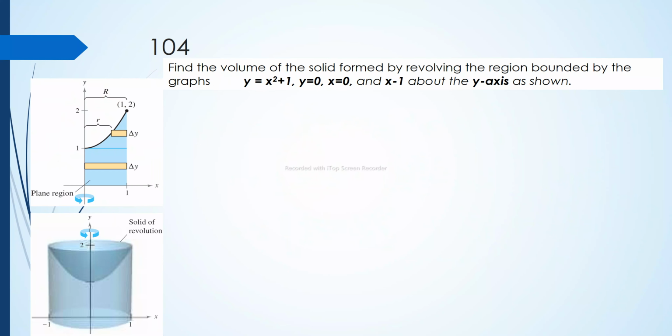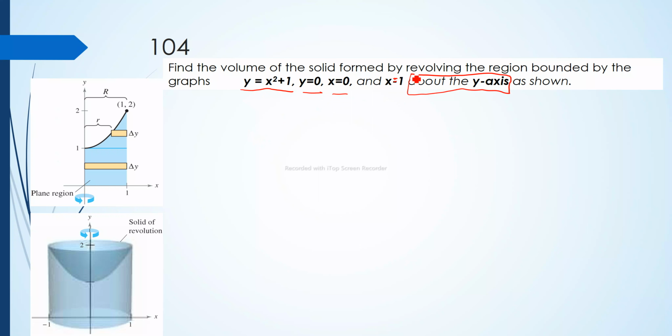Now, how about with this one, with the fourth example? We have to find the volume of the solid formed by revolving the region bounded by the graphs y is equal to x squared plus 1, y is equal to 0, x is equal to 0, and x is equal to 1, about the y-axis.